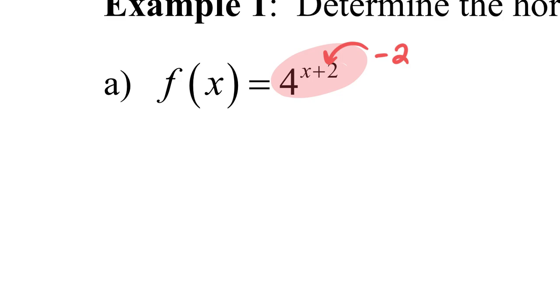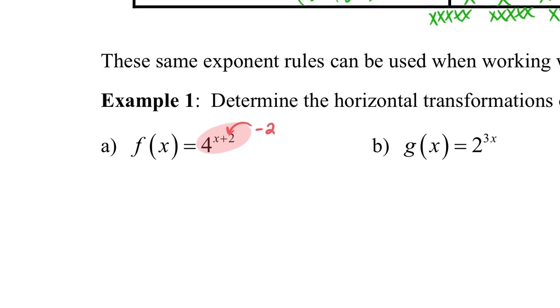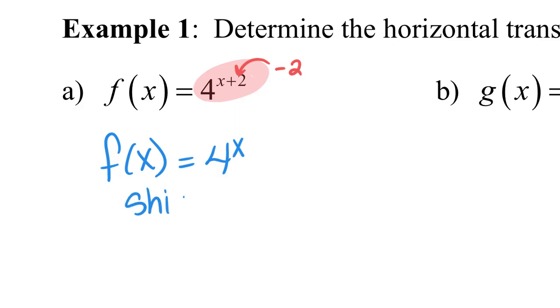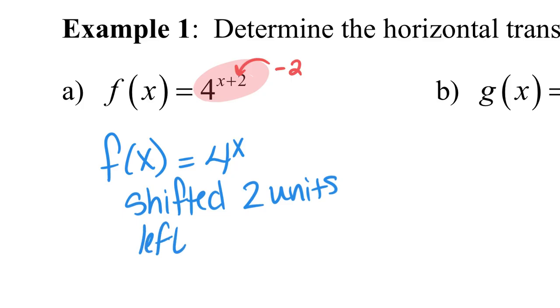And so if I asked you to determine the horizontal transformation, which is what the instructions are asking us to do, determine the horizontal transformation of each of the following, well, then I know that originally I had f of x is equal to 4 to the x, and then I moved it 2 units, not to the right. It looks like it's supposed to go to the right, but it's a liar, so it moves 2 units to the left.